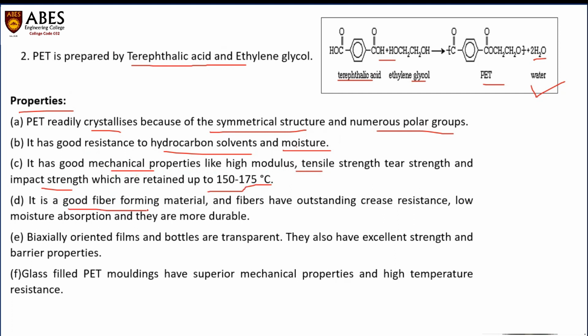It is a good fiber forming material, with outstanding craze resistance and low moisture absorption. They are more durable. Basically, oriented films and bottles of PET are transparent. They have excellent strength and barrier properties. Glass filled PET moldings have superior mechanical properties and high temperature resistance.